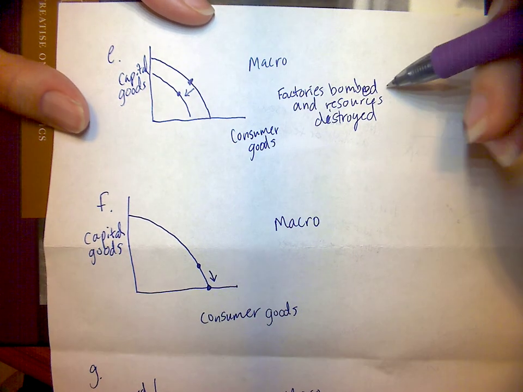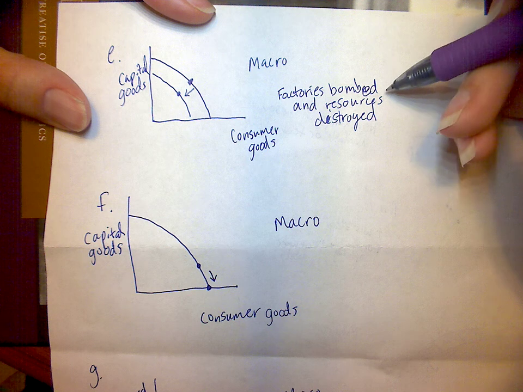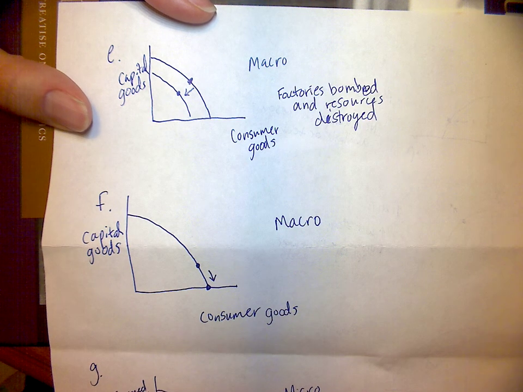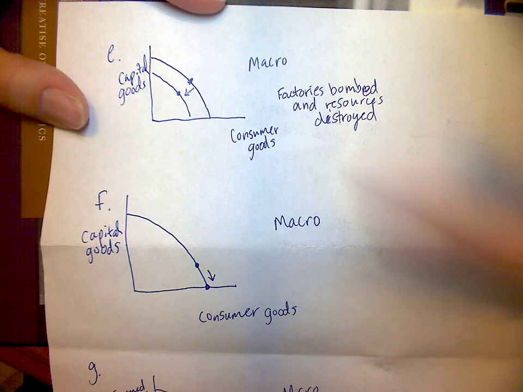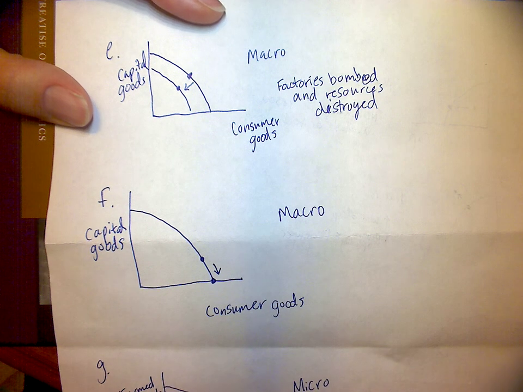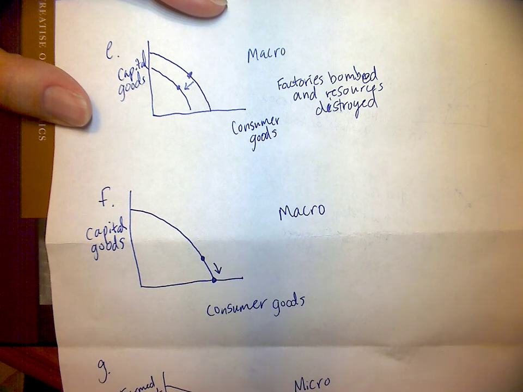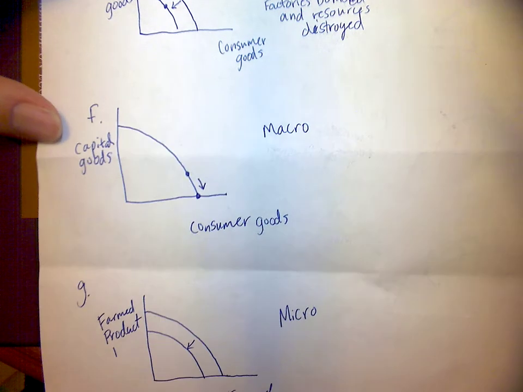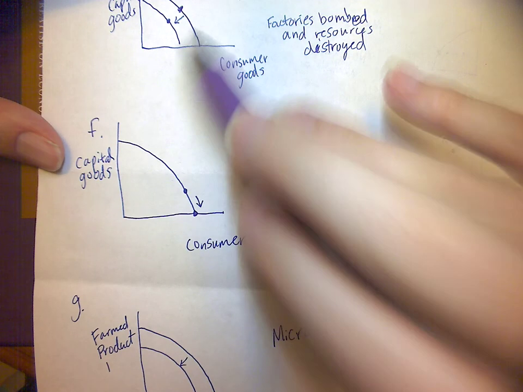Okay, so the factories are bombed, the resources are destroyed, the productive abilities are affected. So remember, if your production abilities are affected, you can shift the PPF line. Otherwise, do not shift the PPF line. So almost always shifts are on the PPF line, and rarely do shifts come off of the PPF.